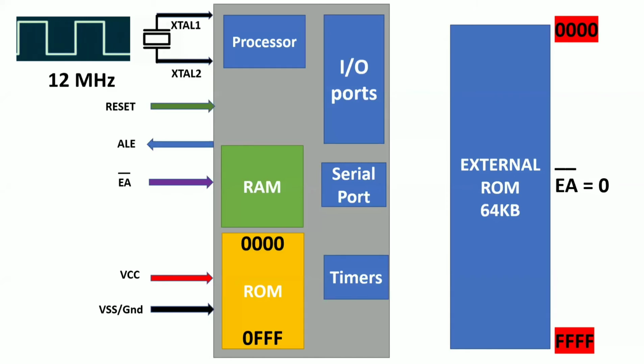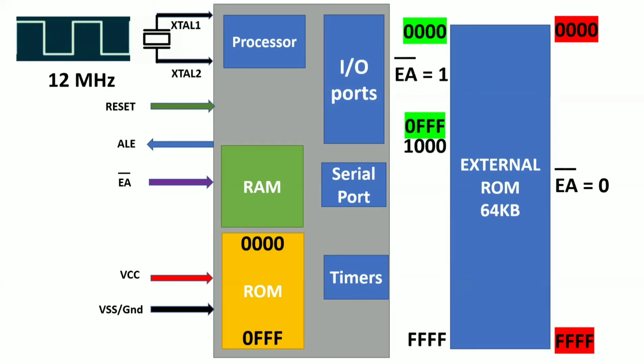Now, what is another option? I can use only internal ROM. If you are using only internal ROM, then there is no need to connect the external ROM. That is another case. And the third option is that I want to use internal ROM as well as external ROM. The starting address of the internal ROM is 0000, and the internal ROM's maximum address is 0FFF. Now, if you want to use internal ROM as well as external ROM together, you can do so with the help of the signal EA bar equal to 1.